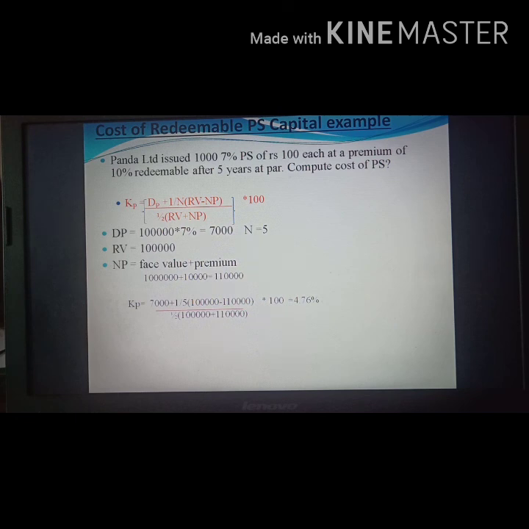So in this particular question we need to think about two important things. In the question the maturity period is given, so we should be clear that the formula to be used is Kp is equal to Dp plus 1 by n into RV minus NP, divided by half into RV plus NP, into 100. And it is issued at a premium, so the premium amount should be added to the face value. Since no flotation cost is mentioned, we should not deduct it from the net proceeds value, and thus we can calculate the cost of redeemable preference share capital.